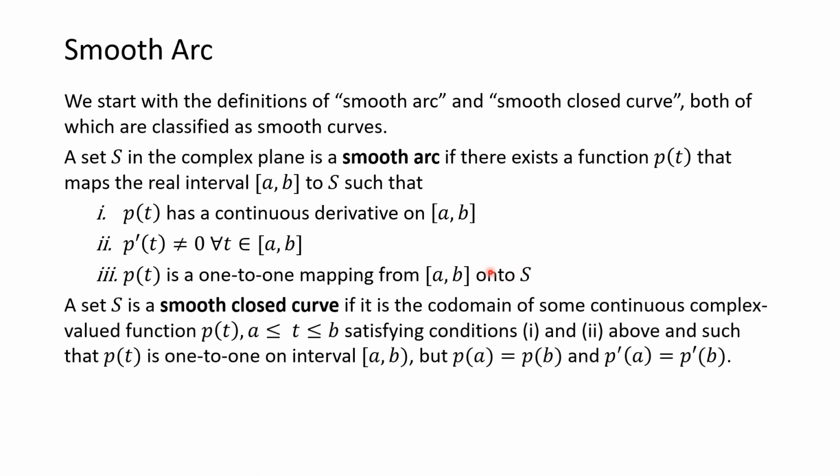We also have the case where these first two conditions hold, and this third condition almost holds, except that the arc is closed in a sense. You have p(a) equals p(b). So, for example, a circle would be a smooth closed curve. And that's another type of curve that we can use in order to take an integral over. In fact, that's a common case where we take a complex integral over a circle. So this case is also covered.